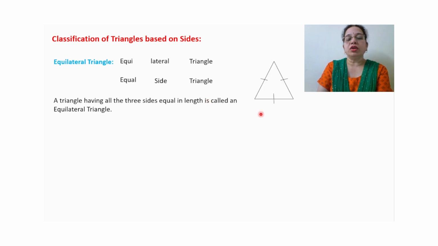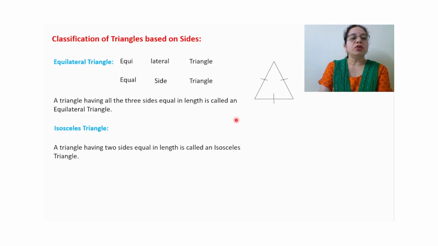And how do we denote it in the form of a figure? When we draw any triangle and we draw the same sign, the same dash on the three sides, this indicates that the three sides are equal in length. Isosceles triangle, iso comes for two. So in a triangle, if two sides are equal in length, this is known as an isosceles triangle. And here we can show that with two lines together. So these two sides are equal in length. Sometimes we draw one line, sometimes two, sometimes three also.